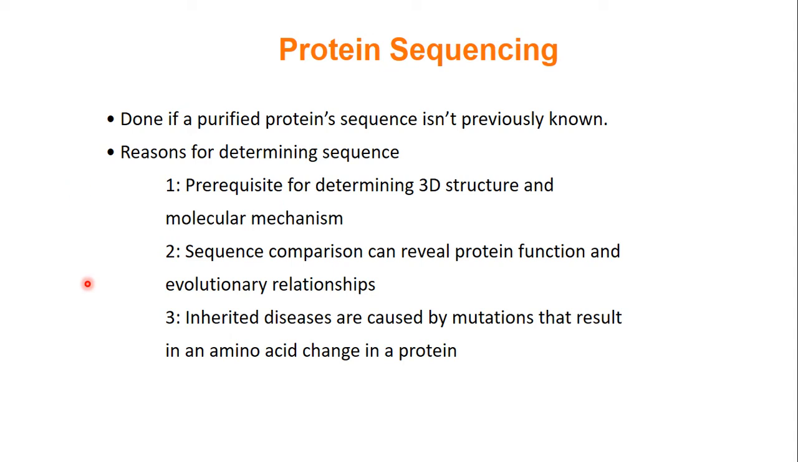By looking at your sequence, you can see how proteins have evolved over time. And a lot of diseases are caused by a change in amino acid composition. Therefore, if you sequence a protein of somebody who has a disease and you see a change in that protein, you can link that to the disease.